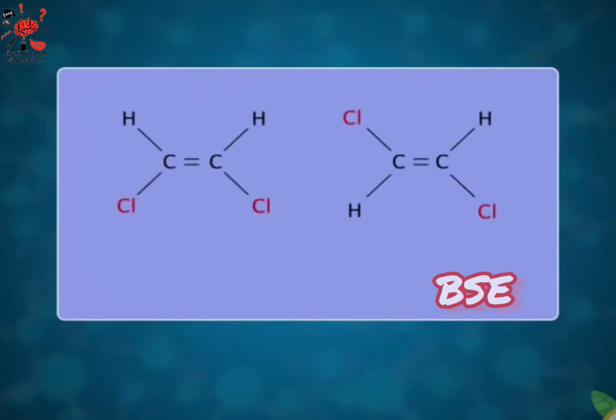These two isomers have different boiling points. The cis form boils at 60 degrees centigrade and the trans form boils at 48 degrees centigrade.